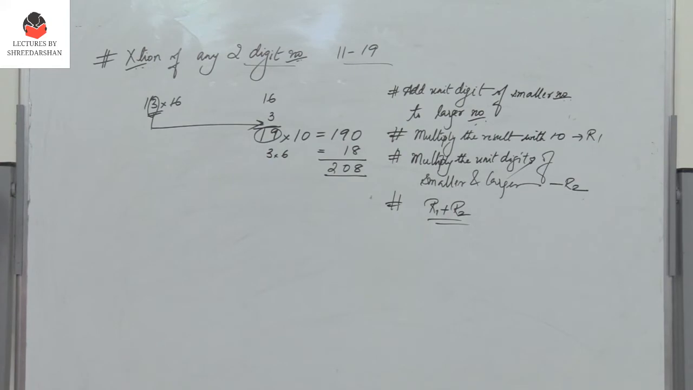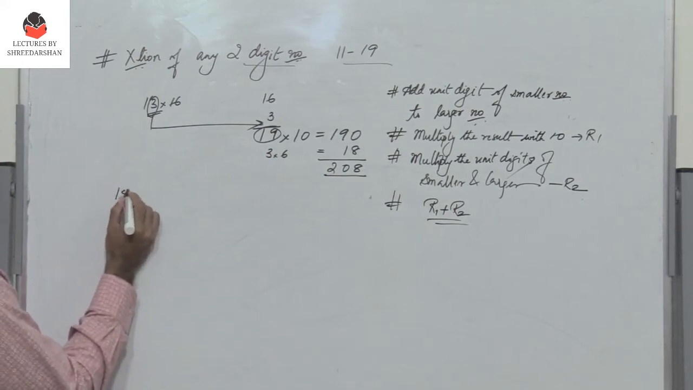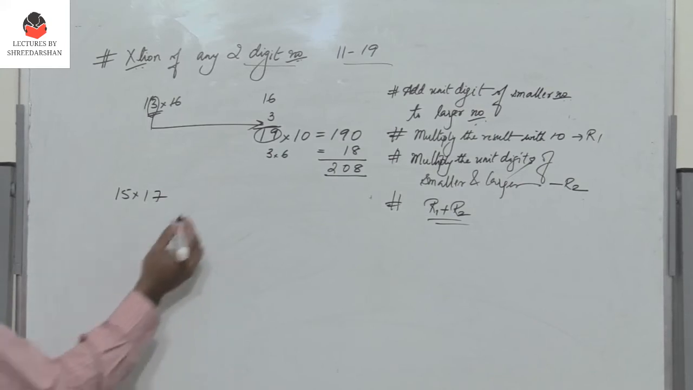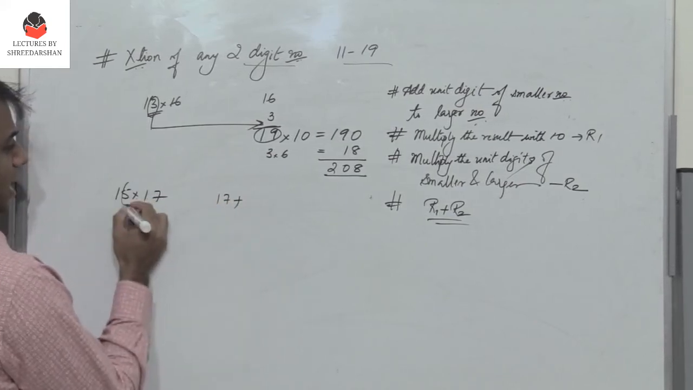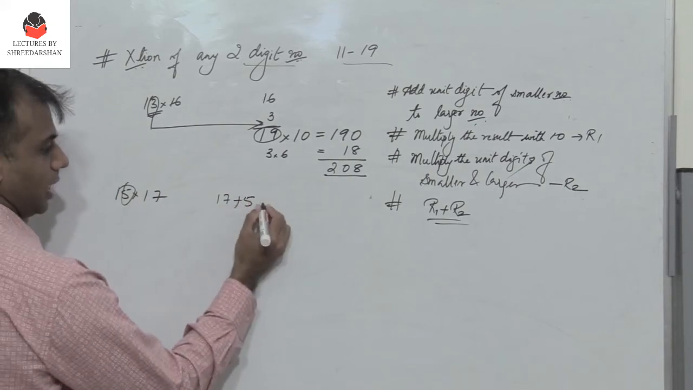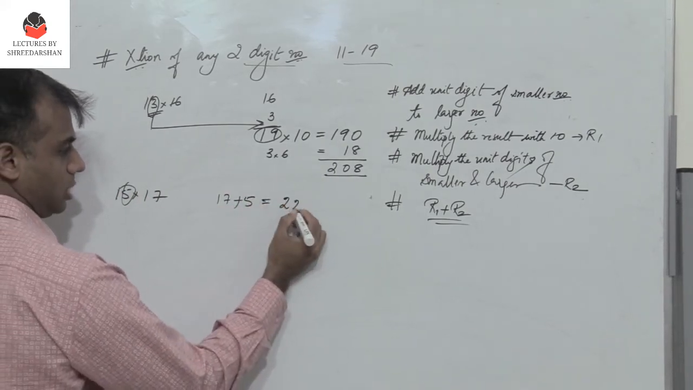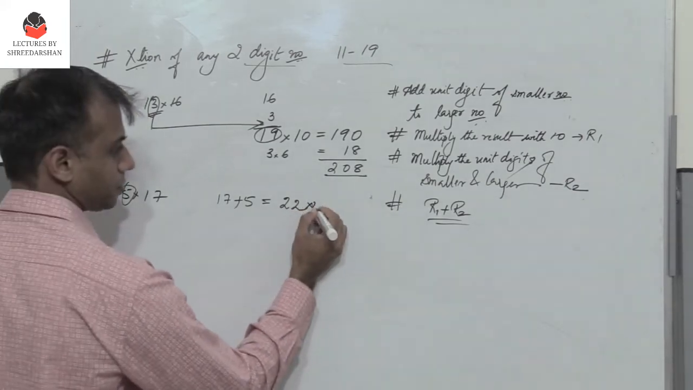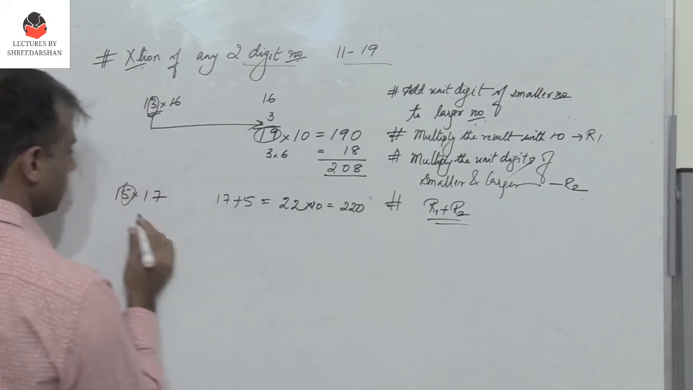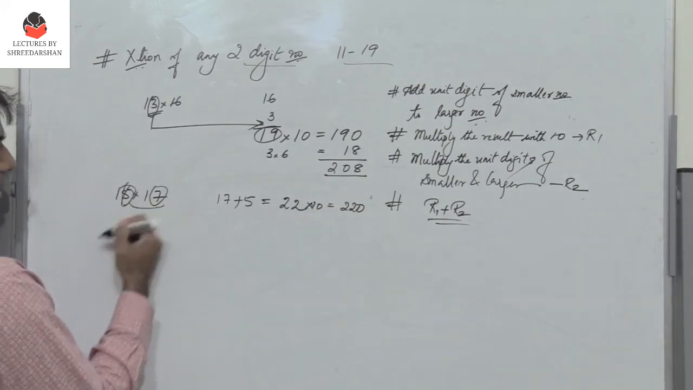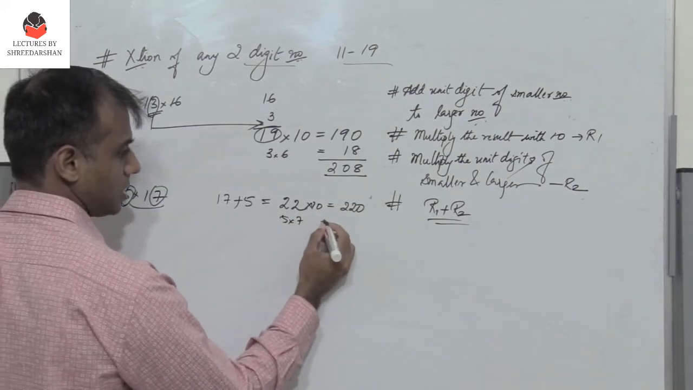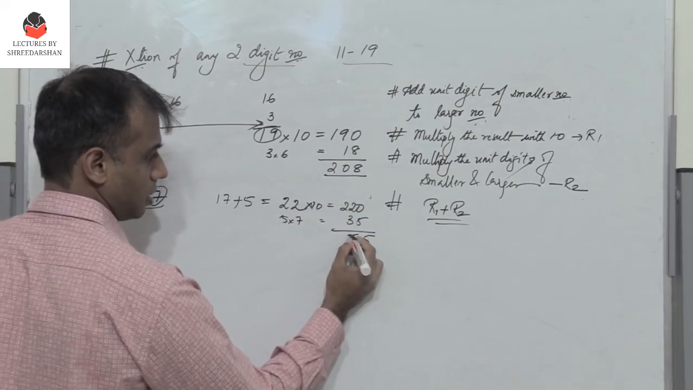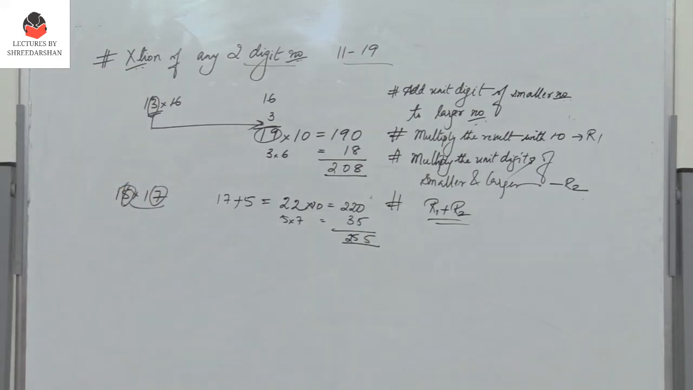Right? So let's take another example. Let's consider 15 into 17. I consider the large number 17 plus the unit digit of the smaller number, 5. So we get 22. Then to this number we multiply 10, which is 220. Multiply the 5 and 7. So 5 into 7 is 35. Add these two, I get 255. So 255 is the answer.